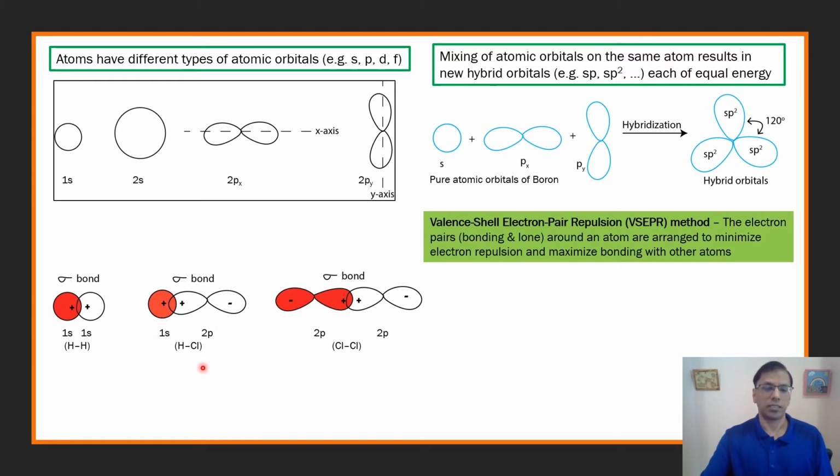Let's consider another example, hydrochloric acid. Here the 1s orbital of hydrogen overlaps with the 2p orbital of chlorine to form the sigma bond. The last example is the chlorine molecule, where two chlorine atom p orbitals will overlap to form a sigma bond.